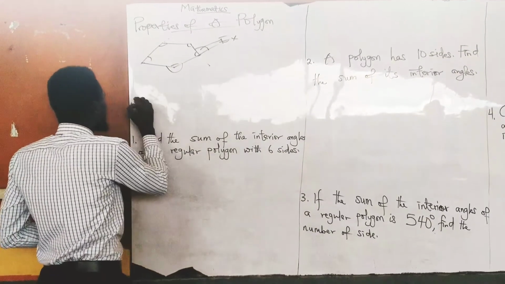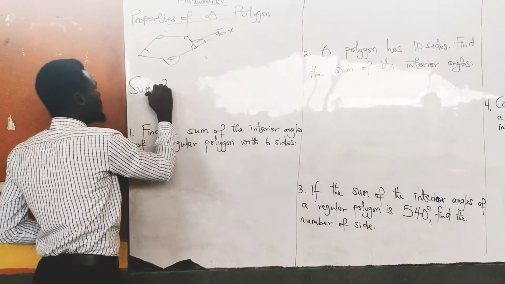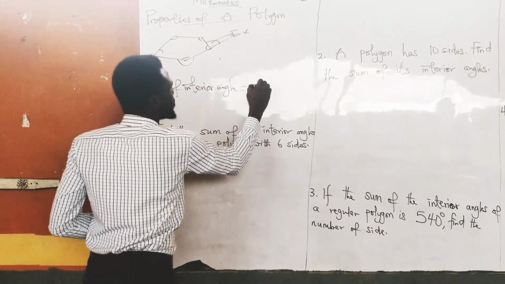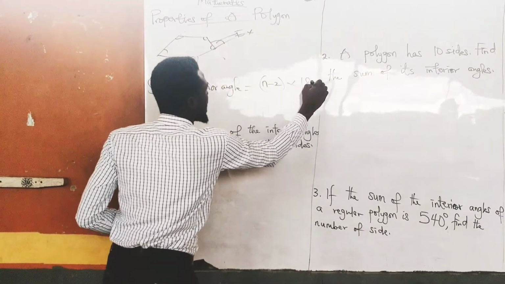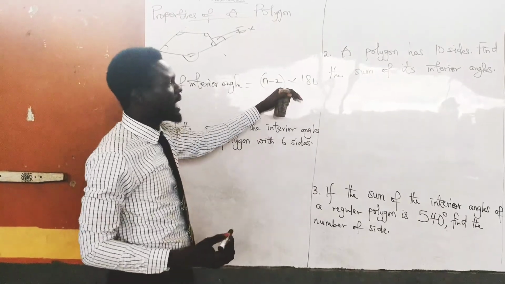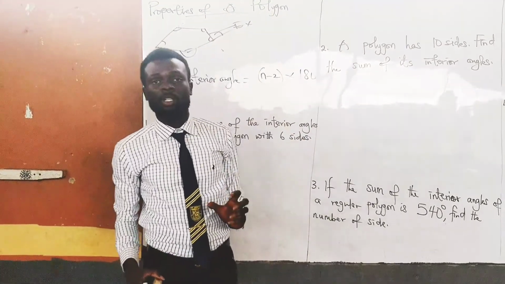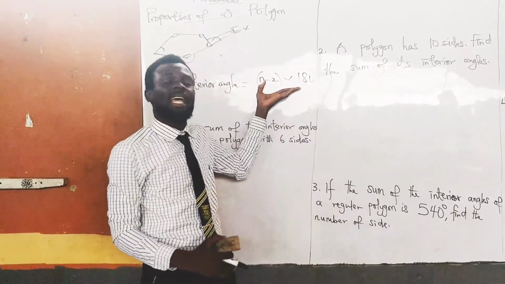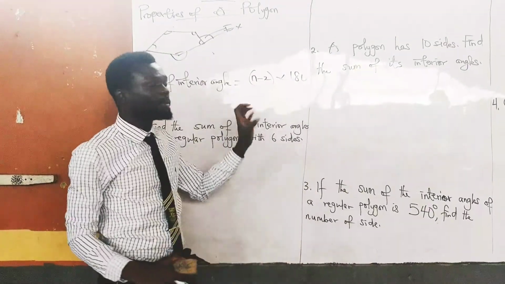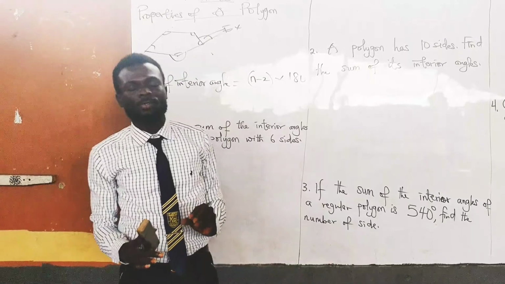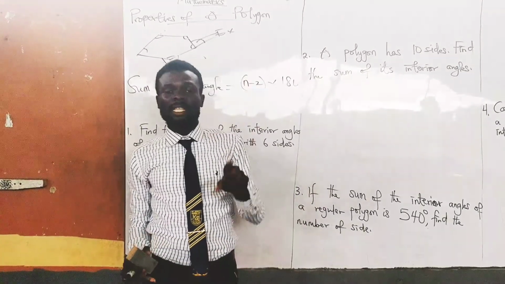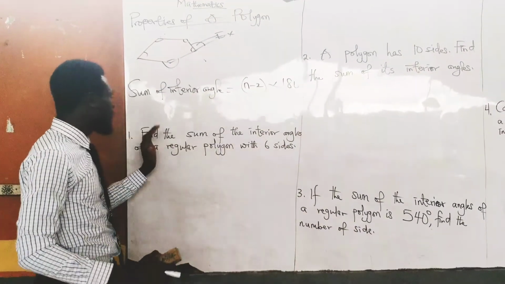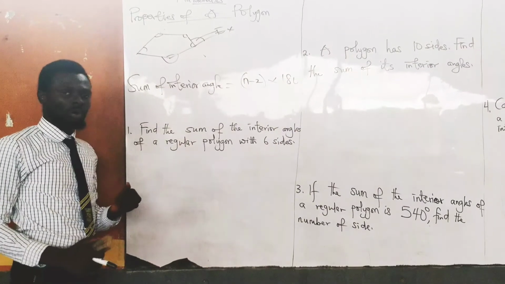And that is given by the formula: the sum of interior angles is calculated using the formula (n minus 2) times 180. Now with this formula, when your teacher introduced polygons to you, you went through some activities helping you to come out with this formula, which is the sum of the interior angles of a polygon. Bear in mind, interior means angles inside the figure or the polygon. So let's take the first question we have to solve.